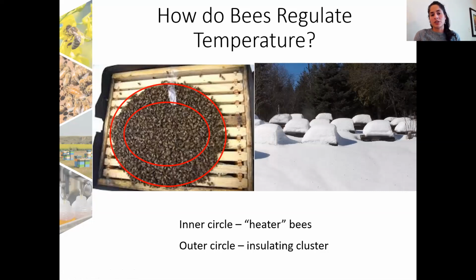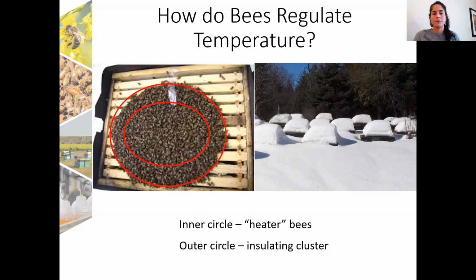So this inner circle that you see, we call the heater bees. Those bees will be shaking their muscles, like shivering, and they will produce heat that way. And that's what keeps that cluster warm, these bees that are shivering, vibrating their muscles and producing heat. And we also have bees that perform another job, just as important, in the outer circle, which we call the insulating circle.